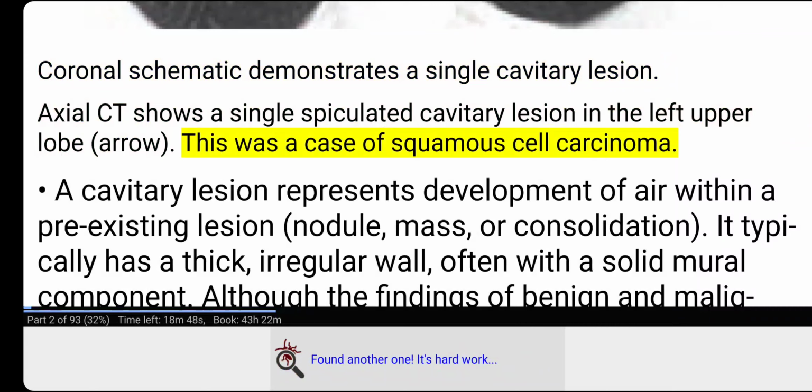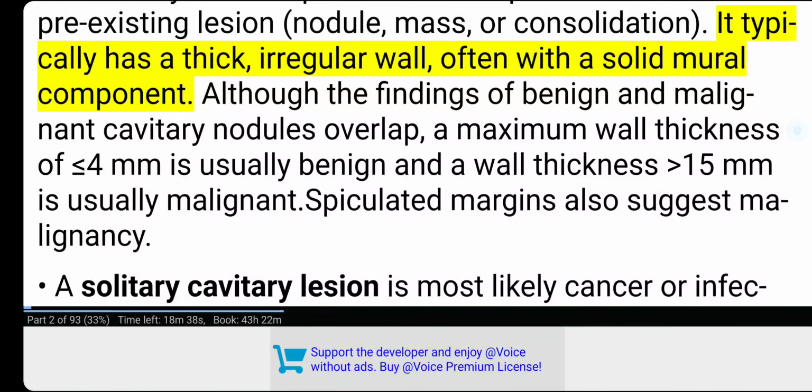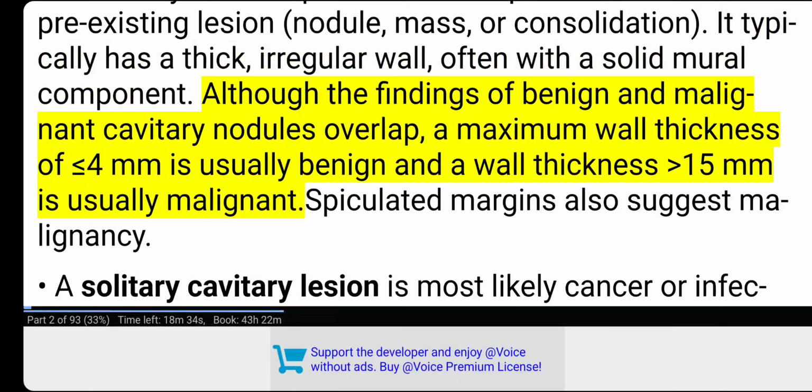This was a case of squamous cell carcinoma. A cavitary lesion represents development of air within a pre-existing lesion, nodule, mass, or consolidation. It typically has a thick, irregular wall, often with a solid mural component. Although the findings of benign and malignant cavitary nodules overlap, a maximum wall thickness of less than or equal to 4 mm is usually benign and a wall thickness greater than 15 mm is usually malignant.